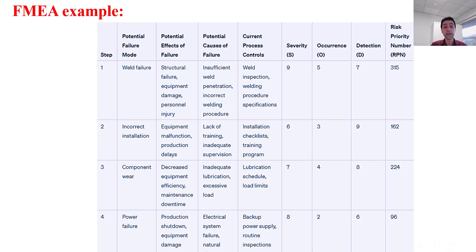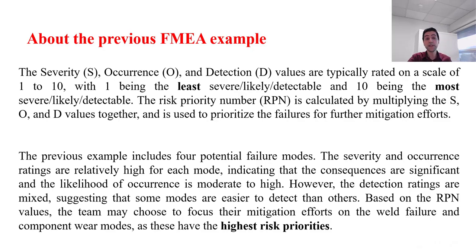You can see that weld failure with the RPN of 315 in this hypothetical example has the highest priority to develop countermeasures, and after that component wear with RPN of 224 is the second priority. In the previous example, we have assigned scores from 1 to 10, and this is one approach. In some cases, other scoring systems can be in place. Again, the prioritization is based on the RPN, so the highest score shows the most urgency to develop and attend countermeasures for the failure mode.